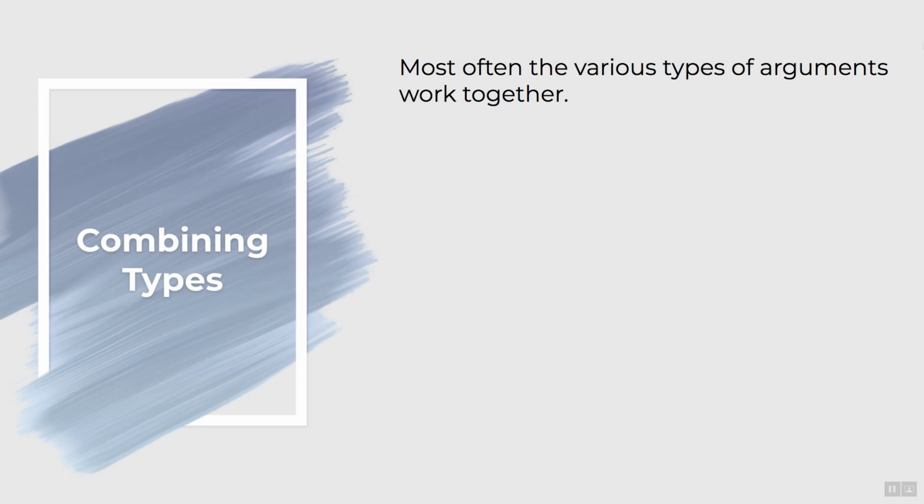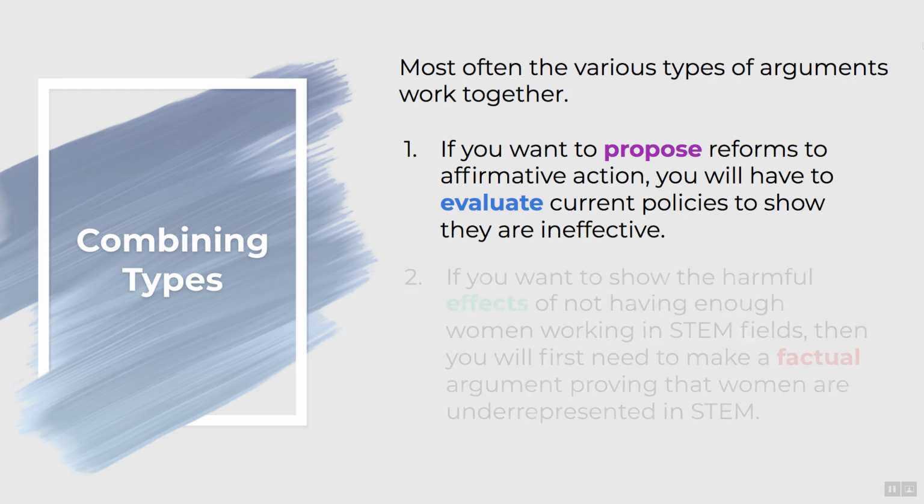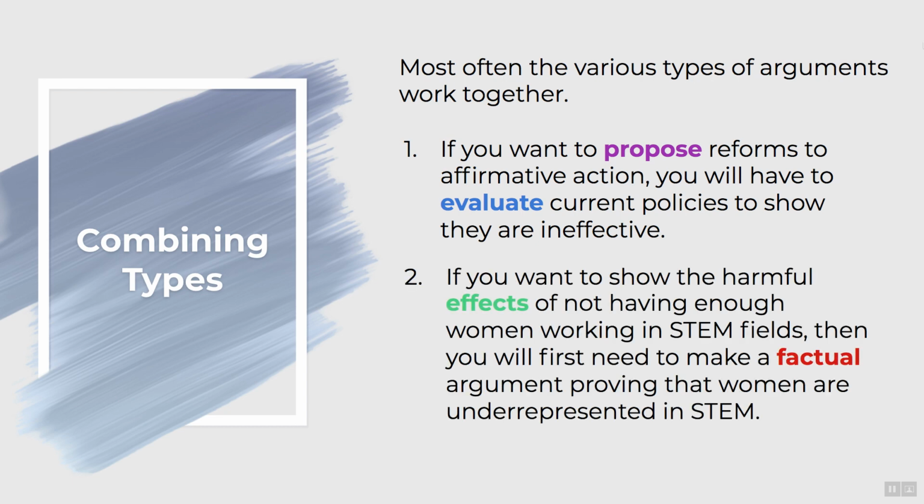Most often, the various types of arguments work together. If you want to propose reforms to affirmative action, you first have to evaluate the current policies to show they're ineffective. If you want to show the harmful effects of not having enough women working in STEM fields, then you will first need to make a factual argument proving that women are in fact underrepresented in these careers.